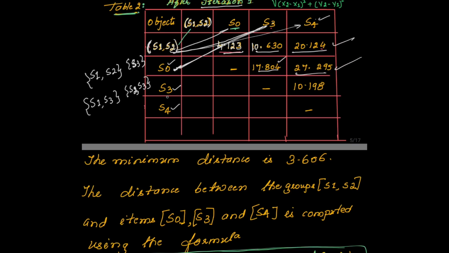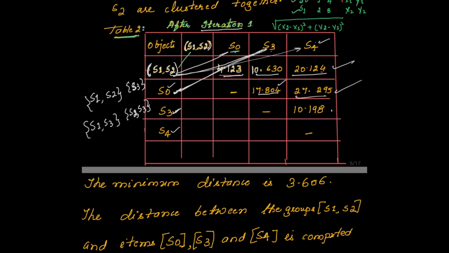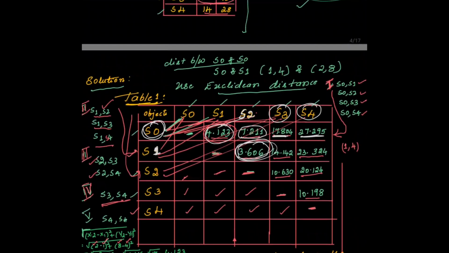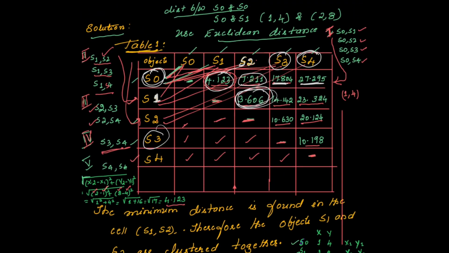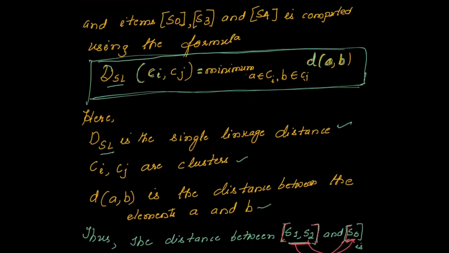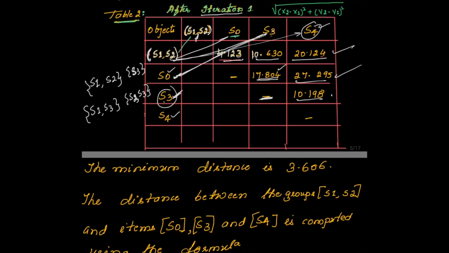So this becomes easy. The third row is the distance between S3 and S1 comma S2, which you already computed in the first row. The distance between S3 and S0 is already present in the second row. S3 and S3 is not applicable. S3 and S4 you can extract from the table. S3 is here, S4 is here, and the corresponding value is 10.198. Values in the fourth row are already covered in the previous three rows, hence not required.